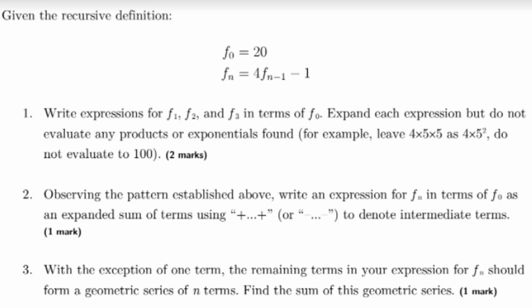So the first part of this question wants us to write expressions for f1, f2, and f3, all in terms of f0. And we're told to expand each expression but do not evaluate any products or exponentials found. So for example, we'd leave 4 times 5 times 5 as 4 times 5 squared rather than evaluating it. So yeah, let's kick off with this part 1.